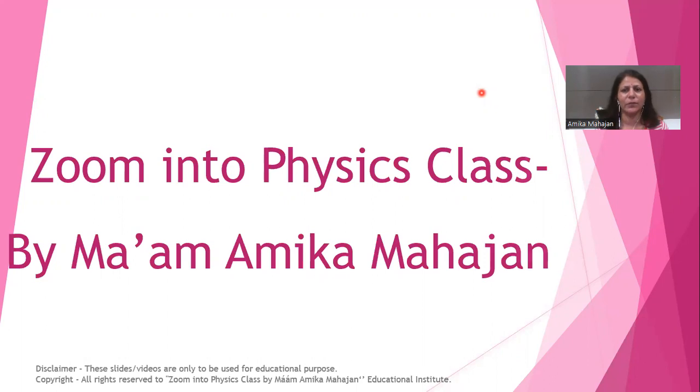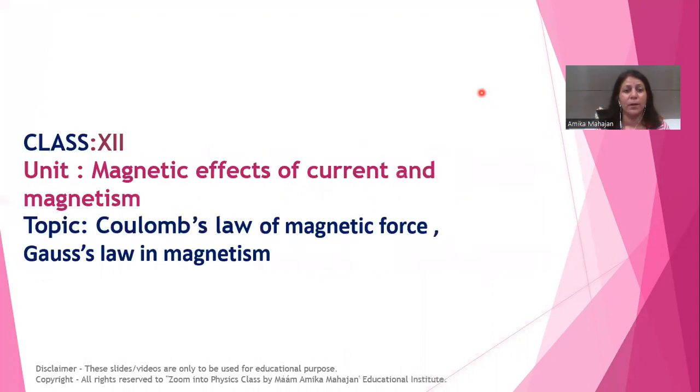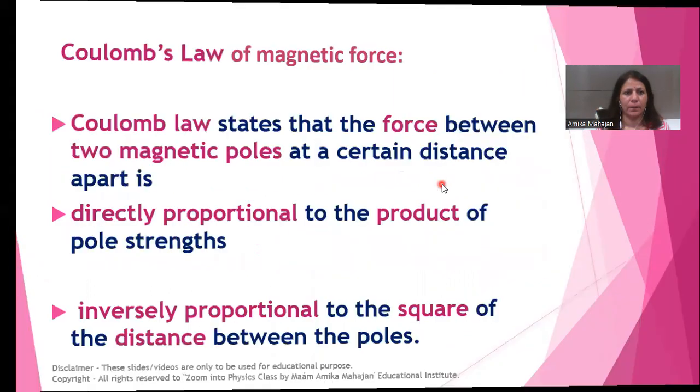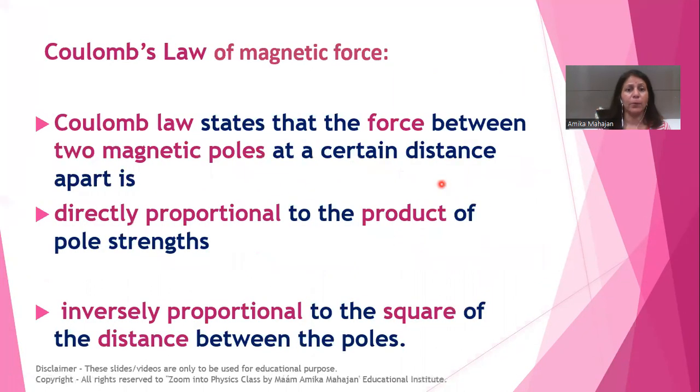Welcome to my channel. This video is focused on Coulomb's law of magnetic force and Gauss law. In this case, Coulomb law states that force between two magnetic poles at a certain distance apart is directly proportional to product of pole strengths and inversely proportional to square of distance between the poles.